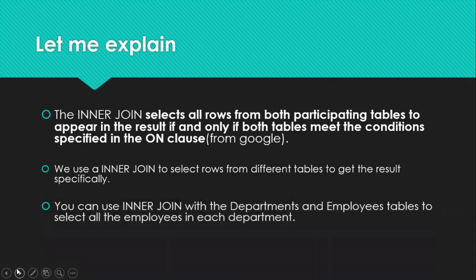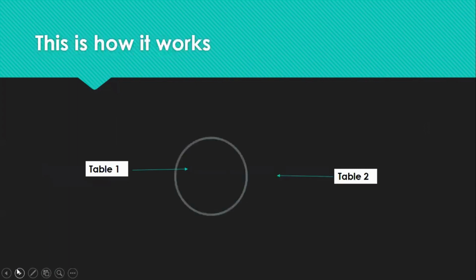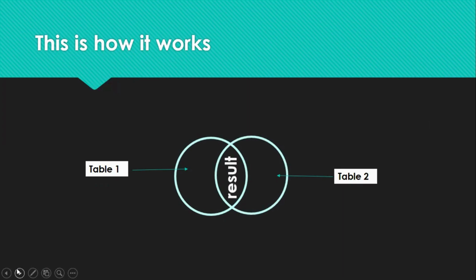So you can use the inner join with the departments and employees table to select all the employees in each department. I hope you didn't understand what that meant, so let me explain it more thoroughly. Let's take one table. Let's think this is our department table, and our second table will be the employees table. The combination of this will give our final result. So we can take two tables, combine them, and once they have been combined, we can take the result specifically. So this is how the inner join works.